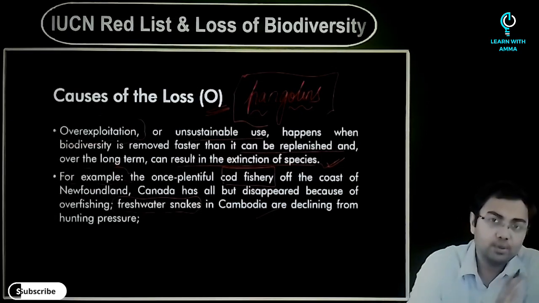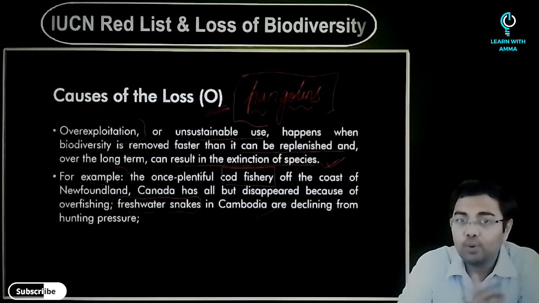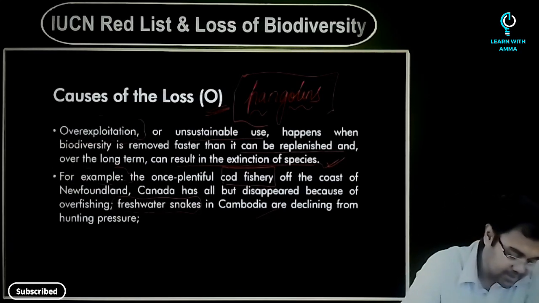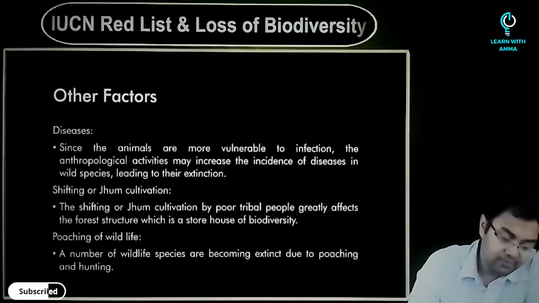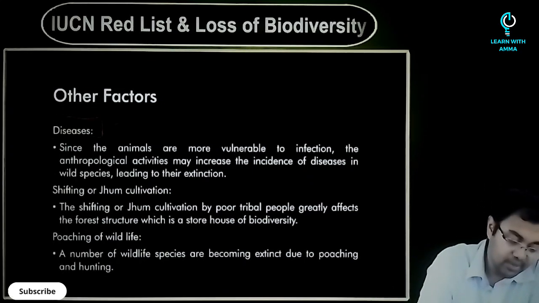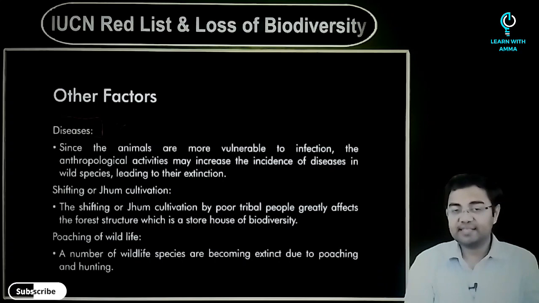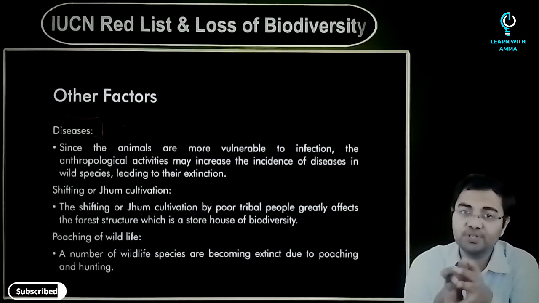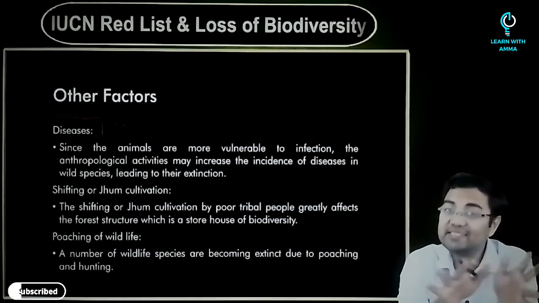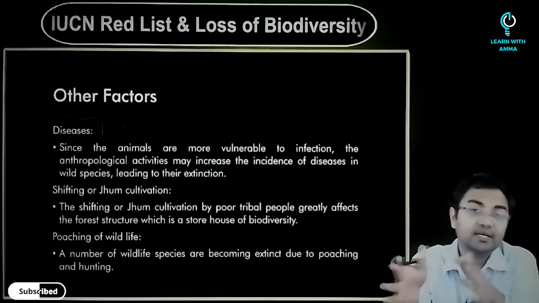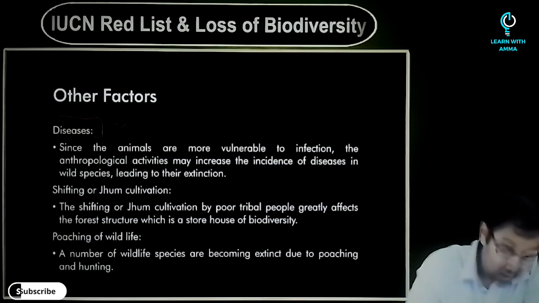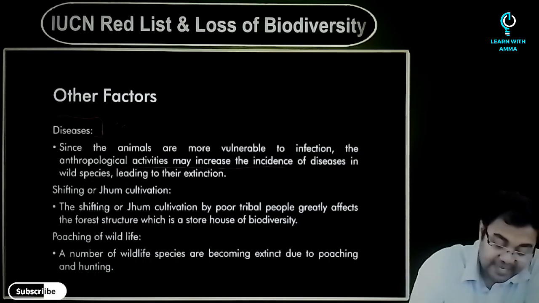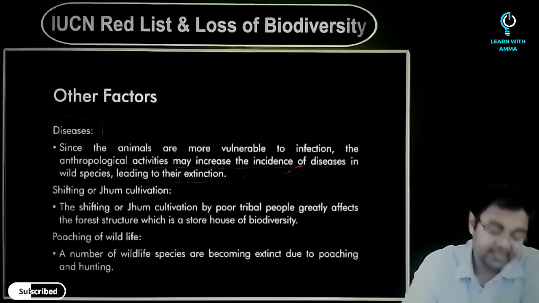So just remember how these factors come into the picture, what are the effects, all these factors that will be important for the examination directly. Then after that we have various other reasons. For example, you can talk about diseases. If there is a disease that happens in an individual population, a species which is not very genetically diverse already, then in that case their chances of dying off is very high. So anthropogenic activities may increase the incidences of diseases in wild species, leading to their extinction.